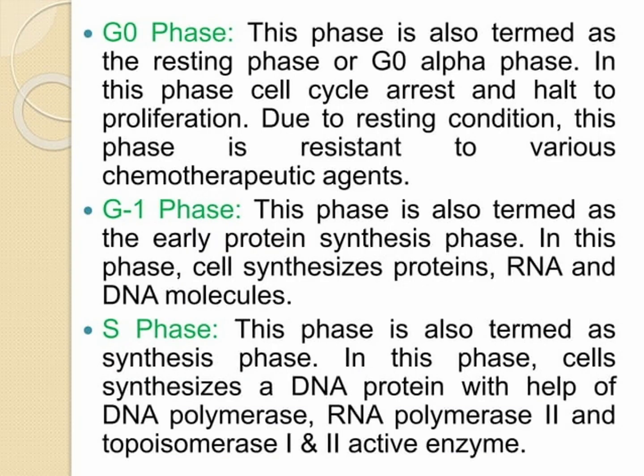G0 phase is termed the resting phase or G0 alpha phase. In this phase, the cell cycle is arrested and proliferation halts. Due to the resting condition, this phase is resistant to various chemotherapeutic agents. So in this phase, none of the chemotherapeutic agents will be effective.